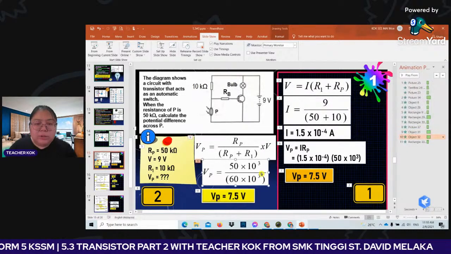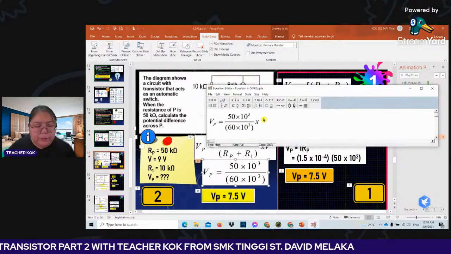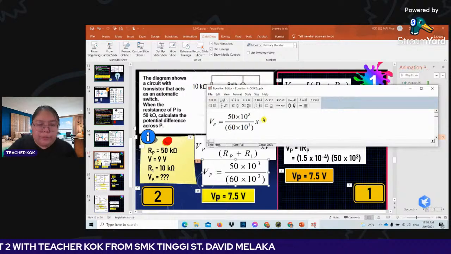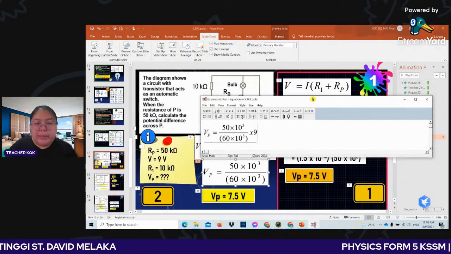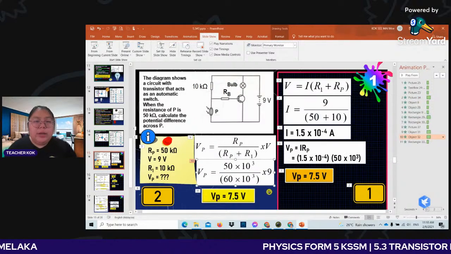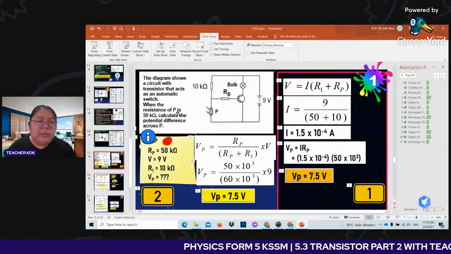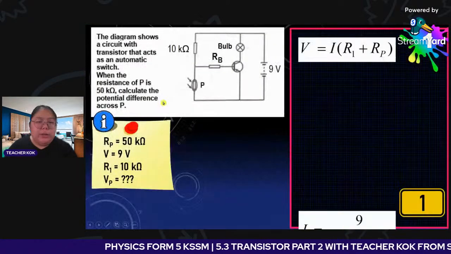Okay, so this one is also the same. Multiply the V. How many is V? V is 9, so we multiply the 9. From here, you can get the answer, which is the same one.